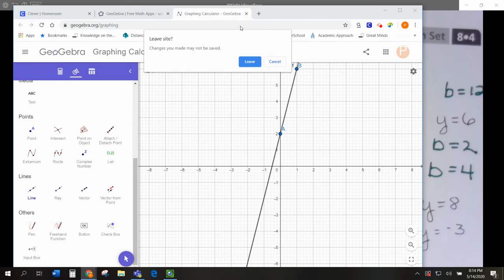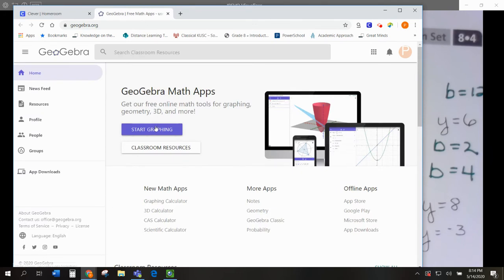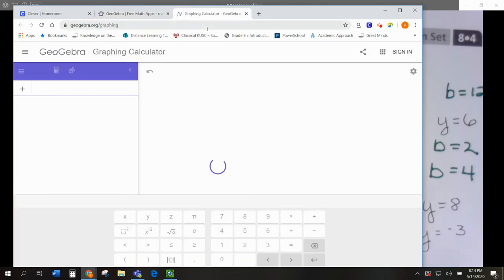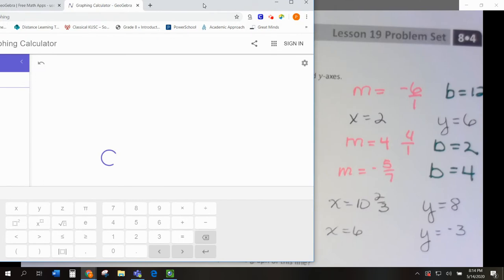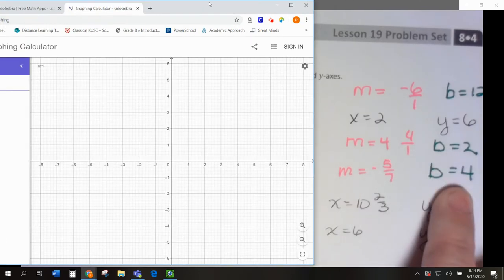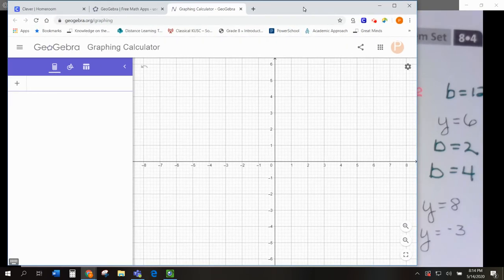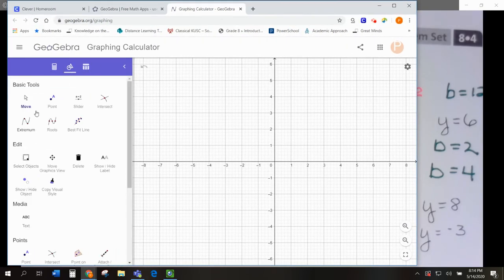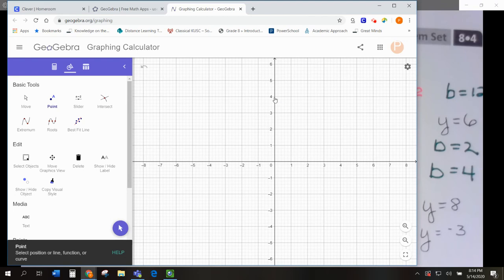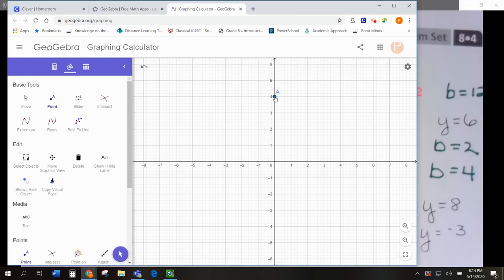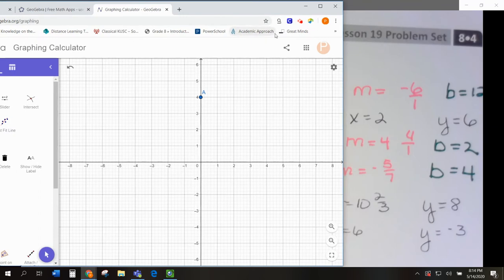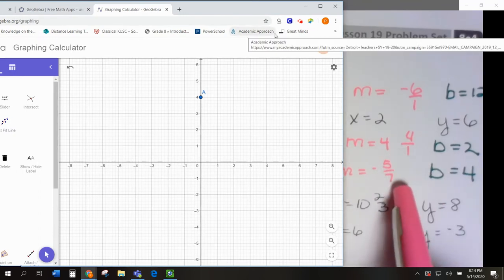Number 4, we have a y-intercept of 4 and a slope of negative 5/7. So we have to start by putting a point on the y-intercept of 4, and our slope is negative 5/7. So we're going to go down 5, right 7, because it's a negative: down 5, right 7.